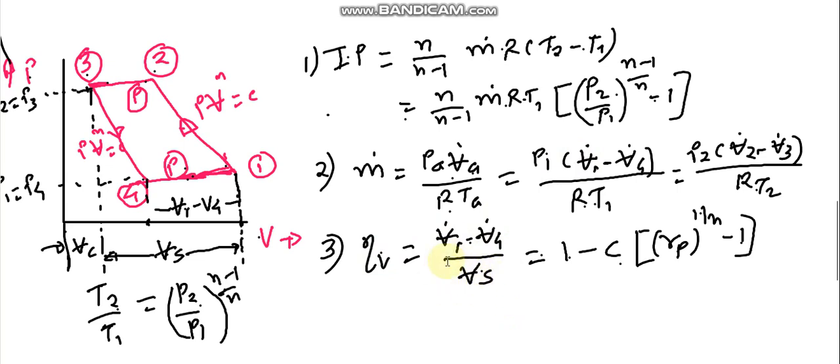Okay, if the dimension of the cylinder is known and you want to find the mass flow rate, first find out Vs, then find out the volumetric efficiency from this formula, then find out V1 minus V4, and put V1 minus V4 here. We get the mass flow rate. And to find T2, T2 by T1 is equal to (P2 by P1) raised to (n minus 1) upon n. If you put the values of T1 and P2 by P1, you will get T2.